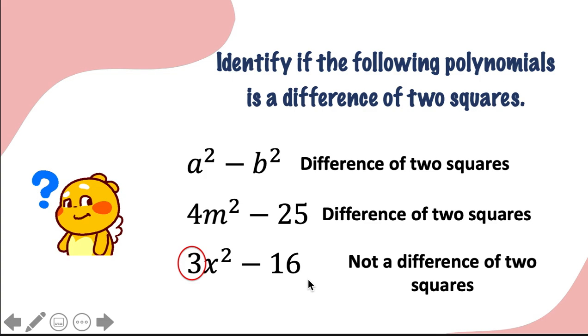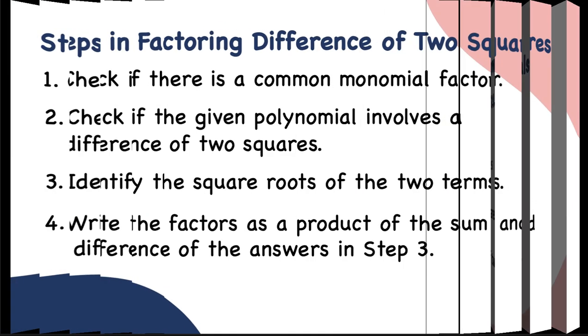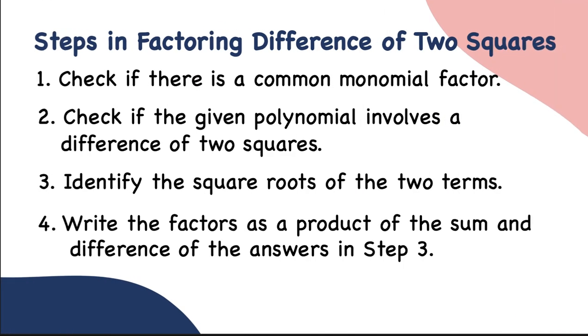So therefore, now we are ready to factor difference of two squares. Here are the steps in factoring difference of two squares. Number one, always remember that the first thing to do is to check whether there is a common monomial factor. Second step, check whether it involves a difference of two squares, because we cannot factor using difference of two squares if the given expression is not a difference of two squares.